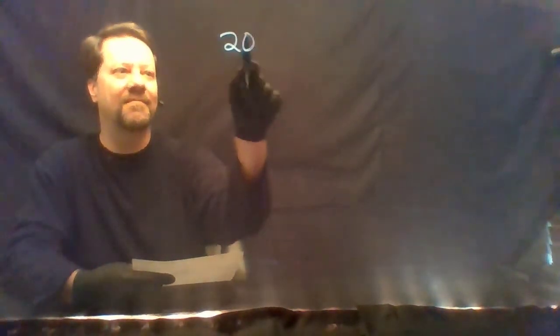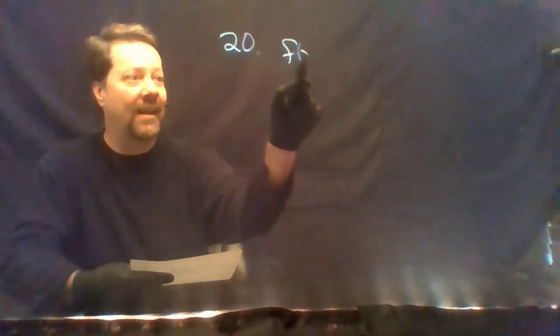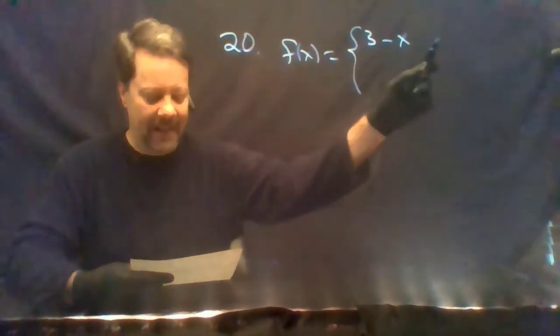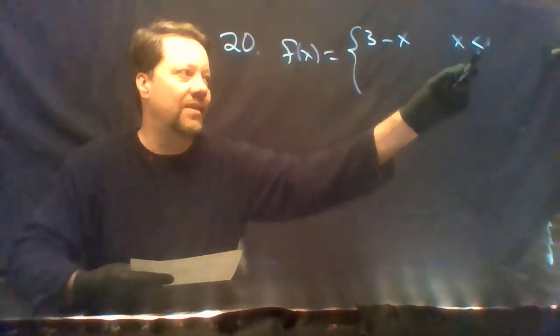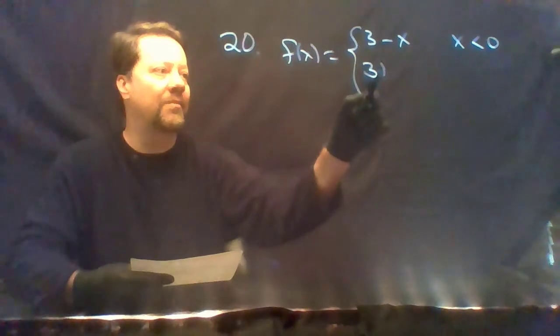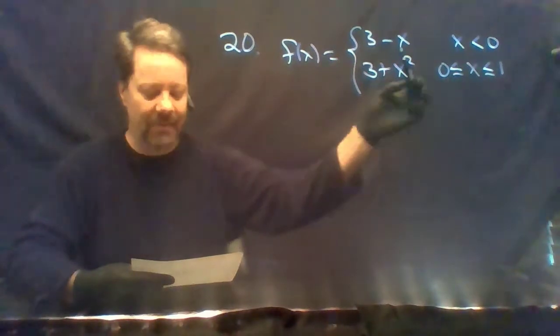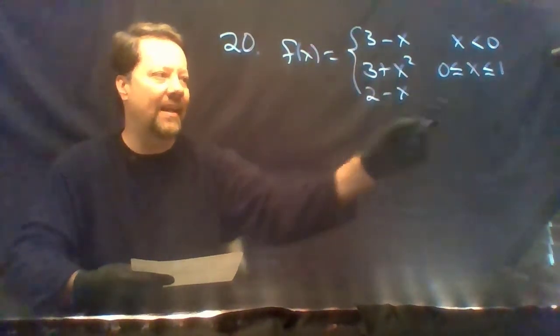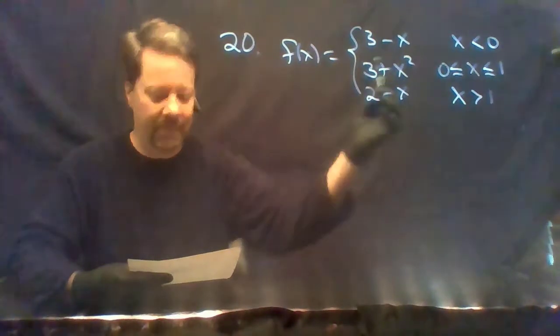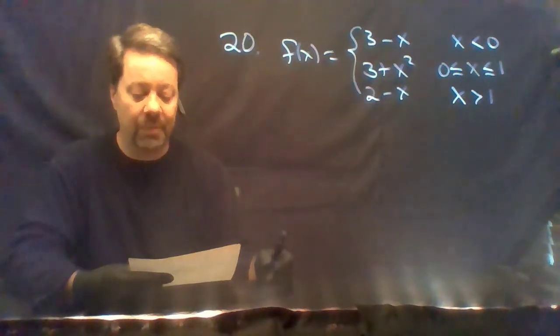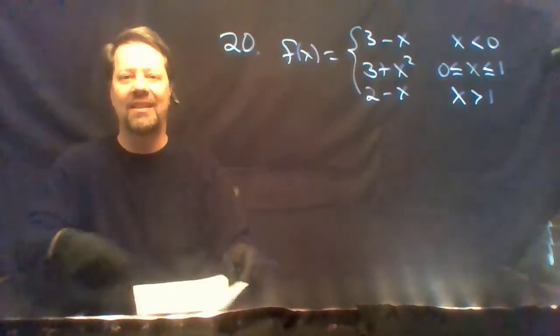We're down to the last page and the last problem on the practice exam. Problem number 20. I ask about the following function, f of x equals 3 minus x when x is less than 0, 3 plus x squared when 0 is less than or equal to x is less than or equal to 1, and 2 minus x when x is greater than 1. I ask, where is the following function continuous? Use the definition to prove your answers at x equals 0, at x equals 1.